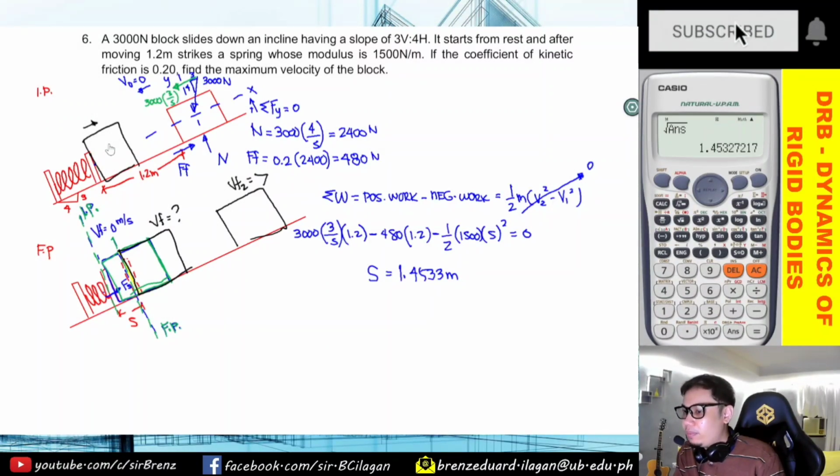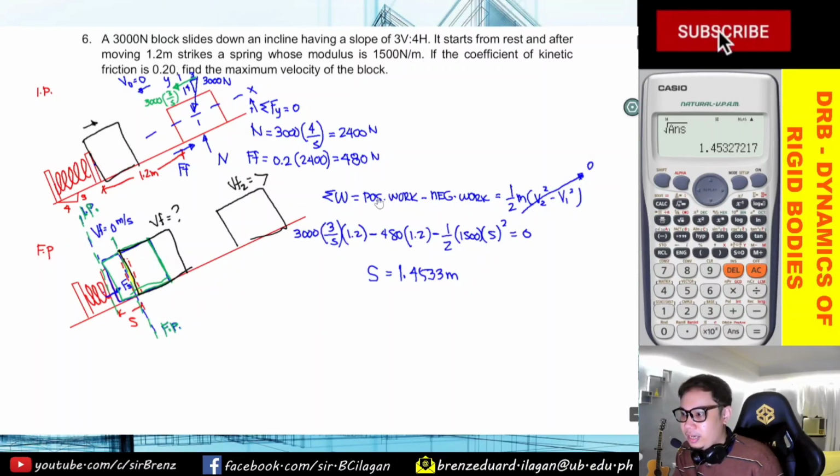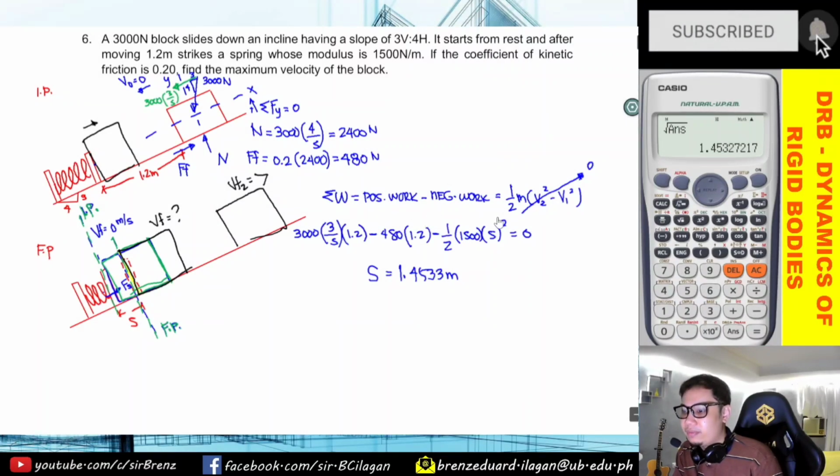So paano ba natin siya makukuha? So since spring na lang yung pinag-uusapan natin dito, again, yung friction mo at saka yung weight ng block, hindi na natin siya i-consider. Okay? So ang mangyayari dito, ganun ulit, summation ng work, positive work minus negative work is equals to 1/2 of the mass times the velocity squared.